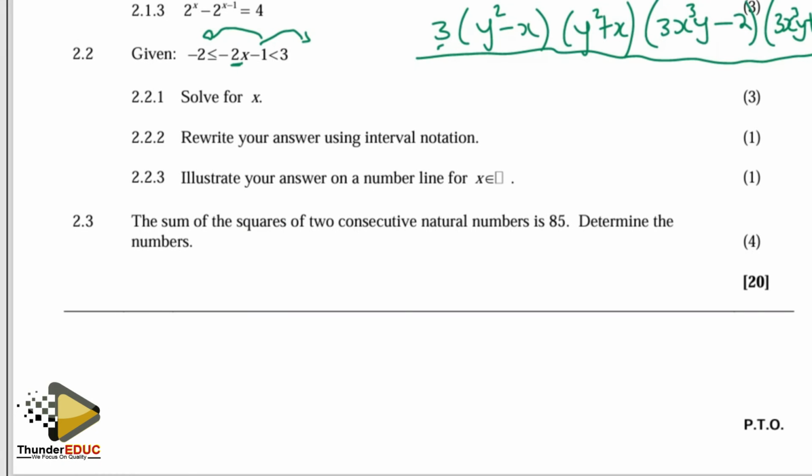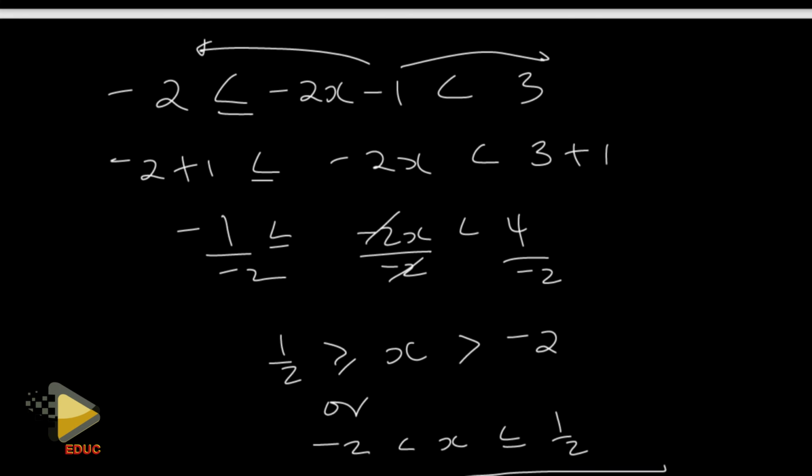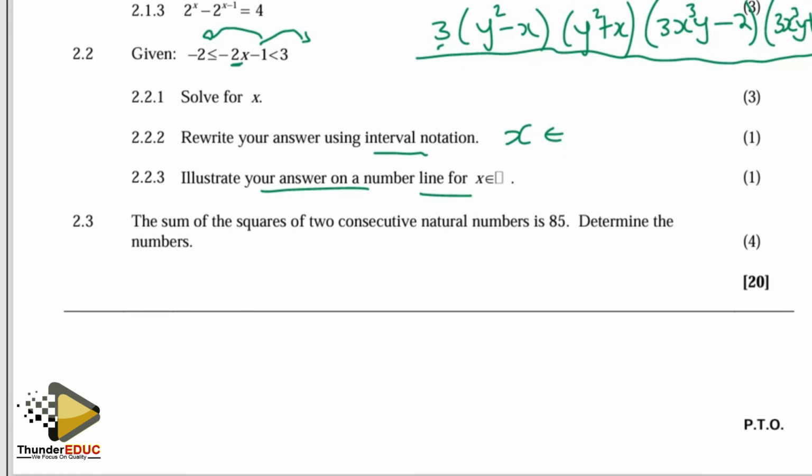Okay, what's the next question asking for? Rewrite your answer using the interval notation. So that is the interval notation. Illustrate the answer on a number line. So we're saying x is an element of negative 2 and a half.